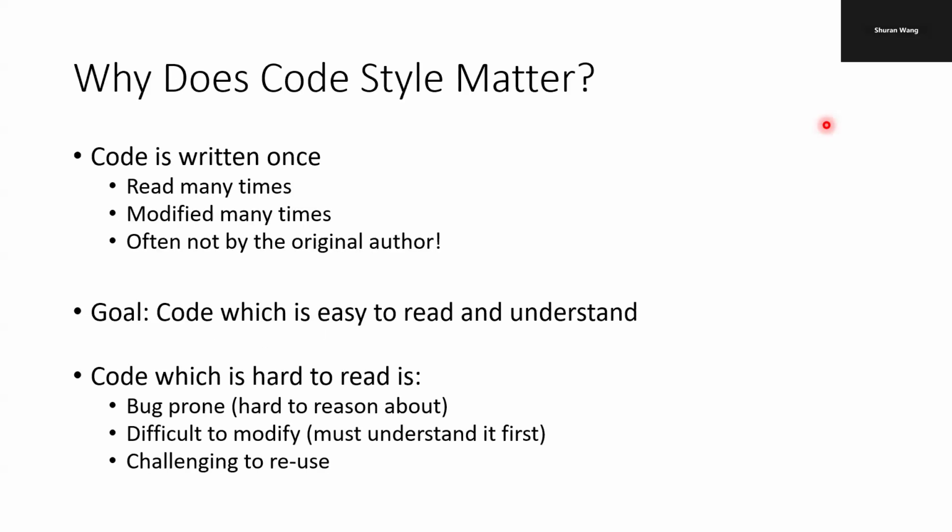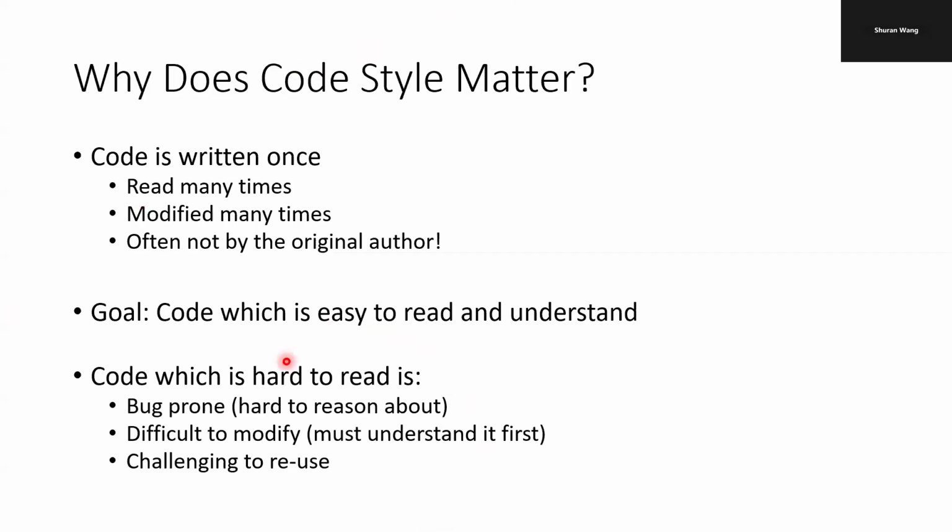Why does code style matter? Your code is written once and read many times, modified many times, often not by the original author, and the original author won't remember everything they wrote. So the goal is to write code which is easy to read and understand.